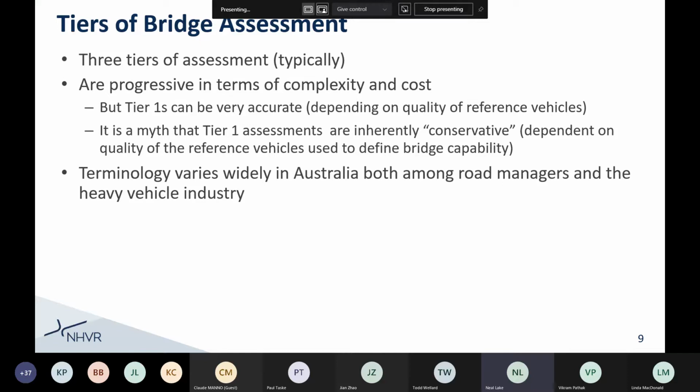It depends on the quality of the reference vehicles that we use to define our bridge capability, which I've touched on already, and we'll keep on defining and hopefully develop our understanding over the coming webinars and some of what we'll address today.